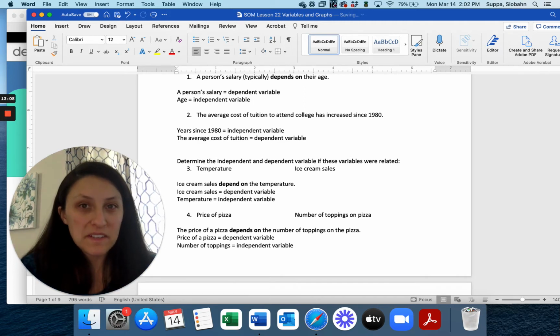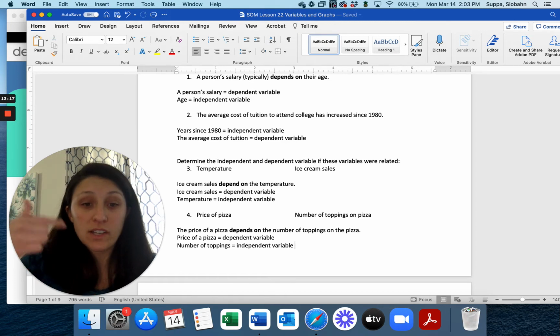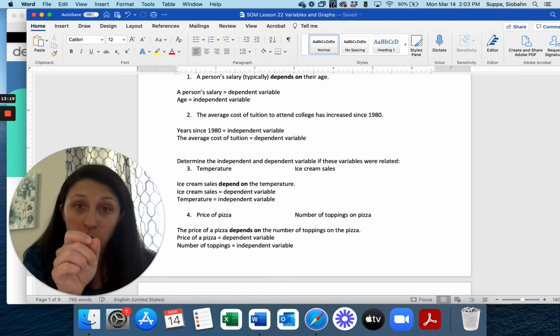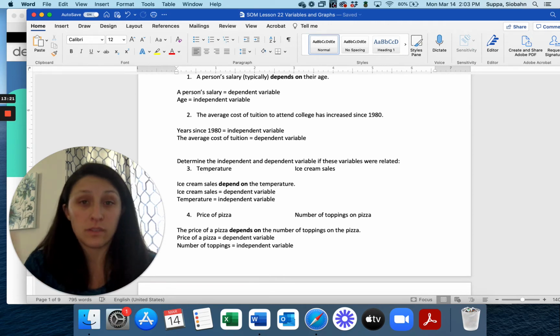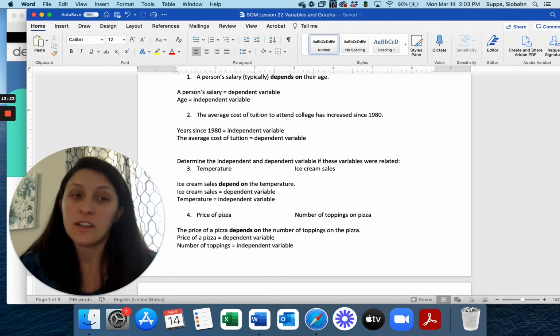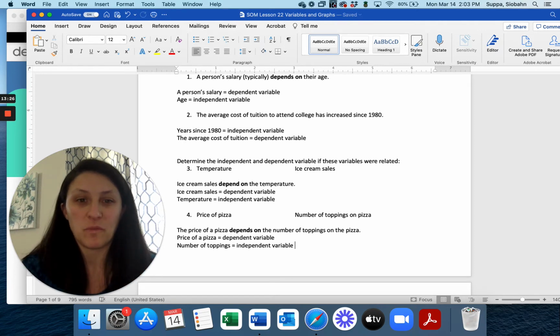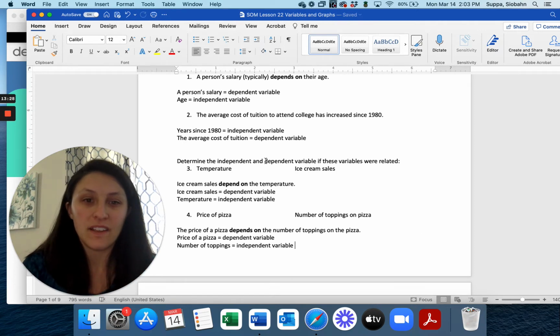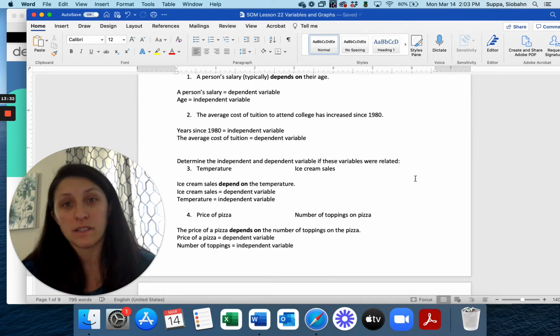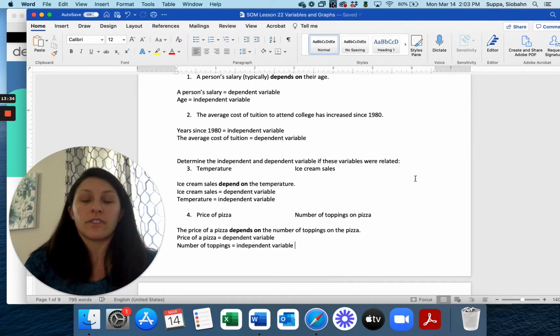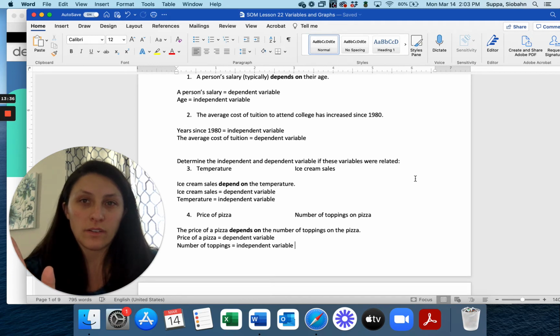Another way to think about this is you can control the number of toppings that you order, but you can't control the price of the pizza. So based on how many toppings you choose to order, that will determine the outcome of how much your pizza will cost. So I'm trying to say these in as many different ways as possible so that you really can wrap your mind around what it means to be an independent variable and what it means to be a dependent variable.